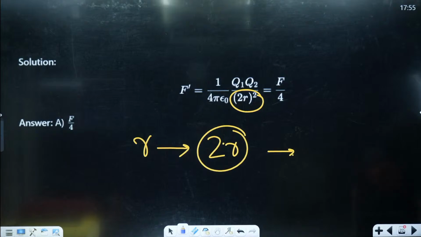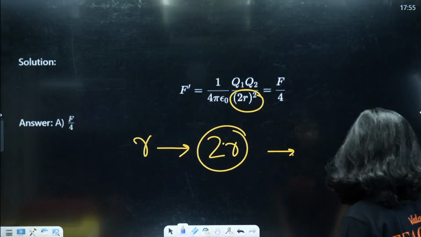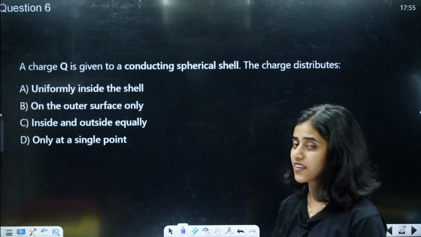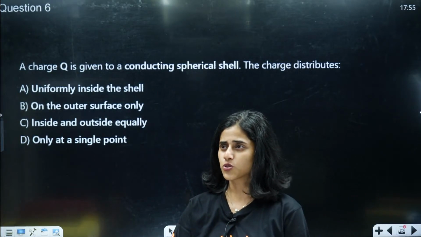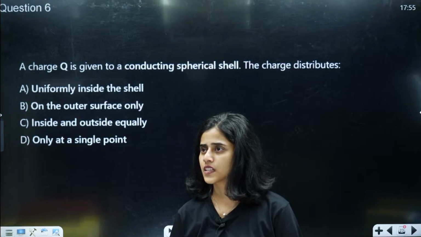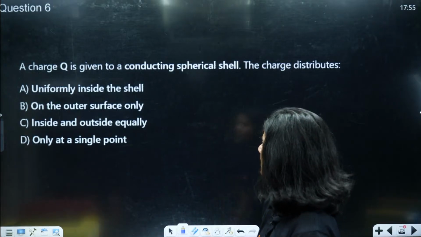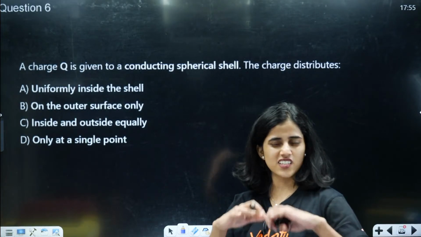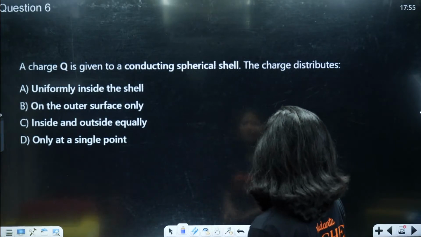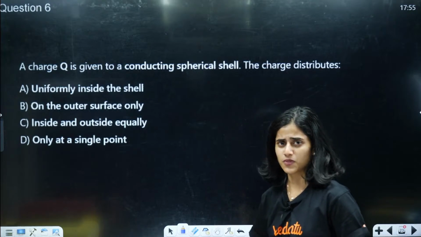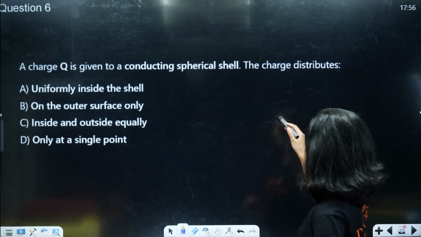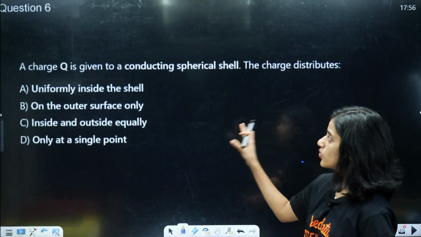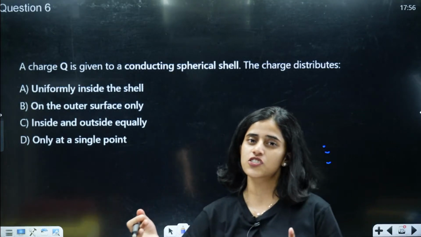Okay. Let's move on to the next question. Yes, next is a different question. This you have also learned in your electrostatics chapter, about a conducting spherical shell. I'm sure all of you have learned that. If you have a charge Q on a conducting spherical shell, you have to find out where the charge distributes.